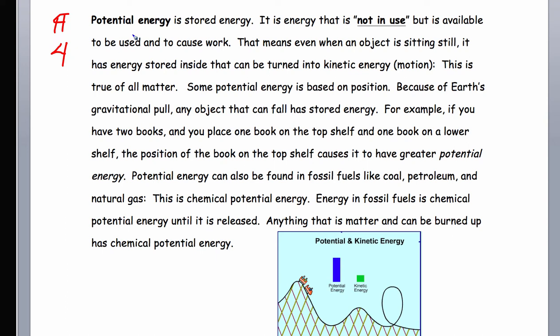So potential energy then is energy that is stored. Get your green marker and link it right here. Potential energy is energy that is stored. It is energy that is not in use but is available to be used and to cause work to be done. So that means that when an object is sitting still, it can have energy stored inside that can be turned into kinetic energy or motion. This is true of all matter.